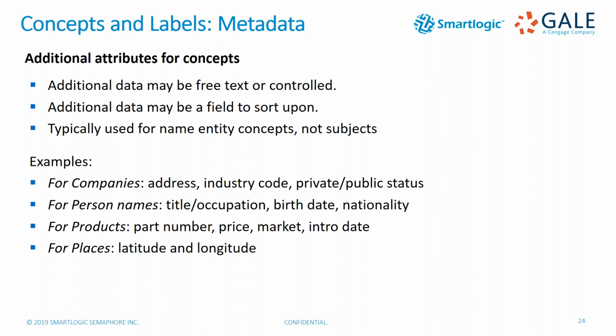So here are some examples. If you have a concept scheme of companies, you may want to have information on them, data about their address, industry code, and so forth. Person names could deal, especially if it's employees, with their title and occupation. For products, there's a lot of data that could be added, such as price and part number. And places, I've seen vocabularies that include latitude and longitude that you can look up.